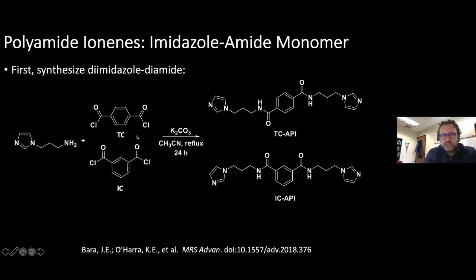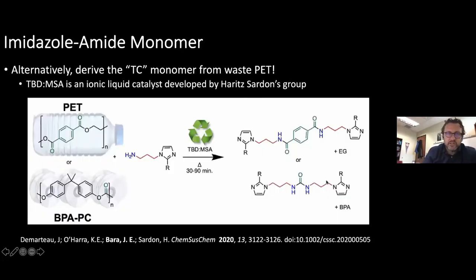Of course, we know this TC is the main component of Kevlar. IC is the component of Nomex. These are famous engineering polymers, of course. So then we were able to make what we call the TC API with the para connectivity, and the IC API with the meta connectivity. And of course, we can polymerize these.